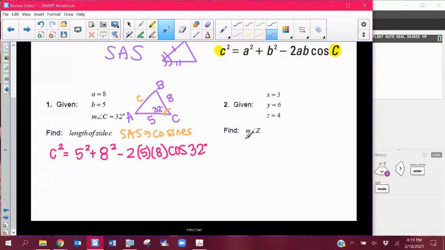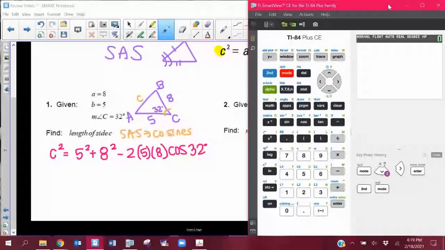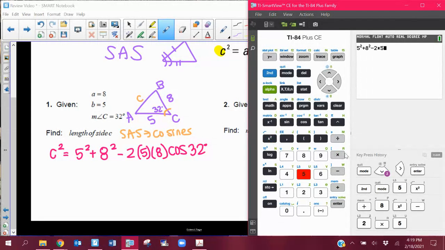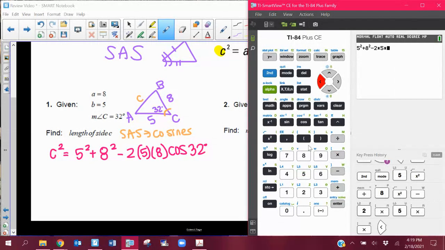And now I can go use my calculator. Okay, again, make sure everything goes where it's supposed to go, that you've used the correct side lengths in there. But then all you got to do, type into your calculator, times 5 times 8. And then again, make sure you're in degrees whenever you're typing in something in degrees.